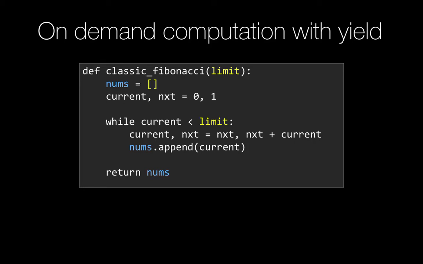Here's a function called classic Fibonacci. What you do is you pass a limit to it, and it will compute all the Fibonacci numbers up to that limit. Notice we have a list called nums, and it does all the work, fills this list up, and when it's finally done, it gives you all the numbers.